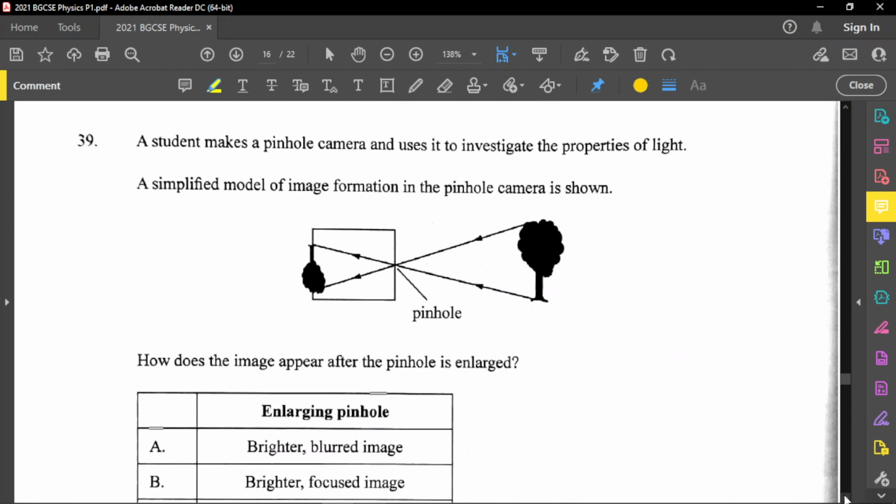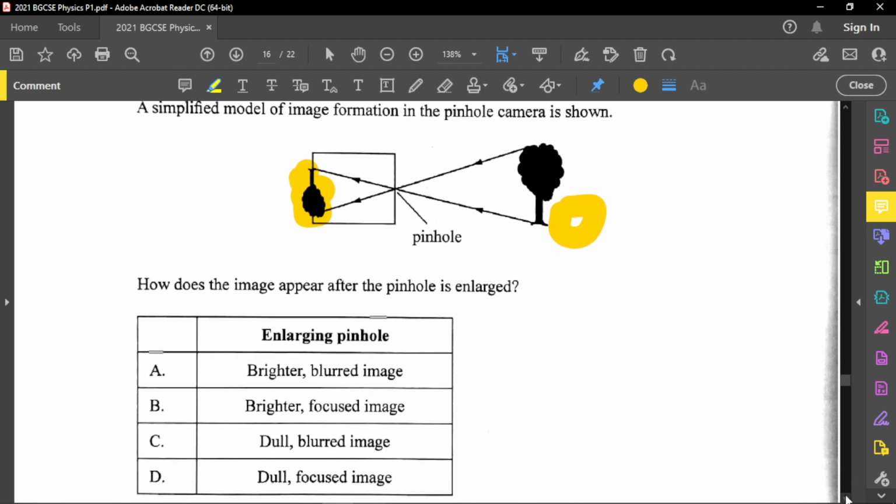A student takes a pinhole camera, right, and uses it to investigate the properties of light. A simplified model of the image formed in the pinhole camera is shown. So we have the image here in the pinhole camera. Let me just put a little highlight right there. So that's the image right there. The image is upside down, which is inverted. That's the object over here. Let's put O right there. And they said, how does the image appear after the pinhole is enlarged? To make the pinhole bigger, what will happen here? All right, the bigger pinhole means that you have more light going in, right?